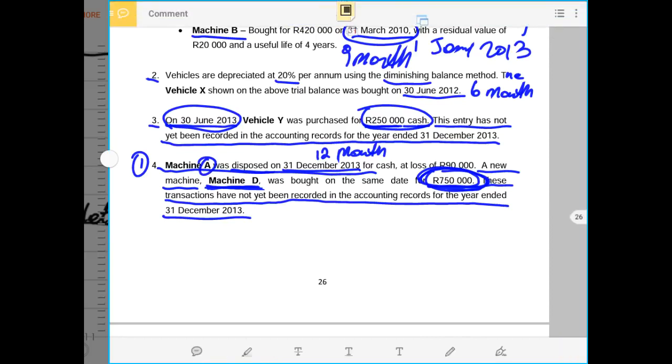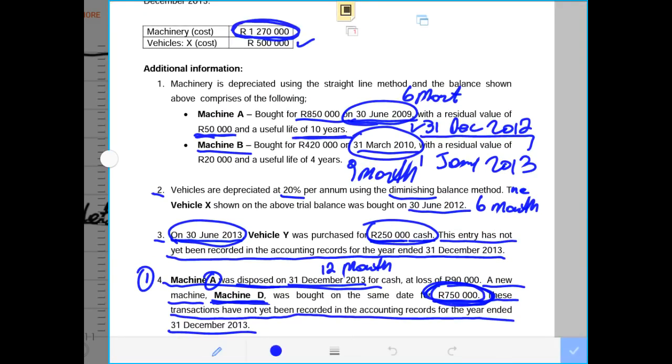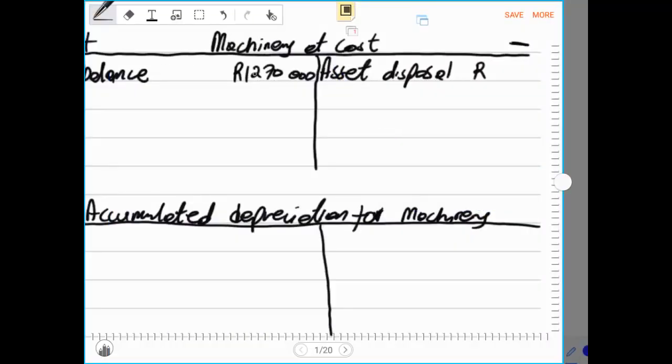Now we need to check the cost of machine A, and the cost of machine A was 850,000. Remember, this 850,000 is included in that opening balance, because 850,000 plus 420,000 gives us 1,270,000. So we need to remove this asset on the credit side by derecognizing the cost price which was on the debit side.